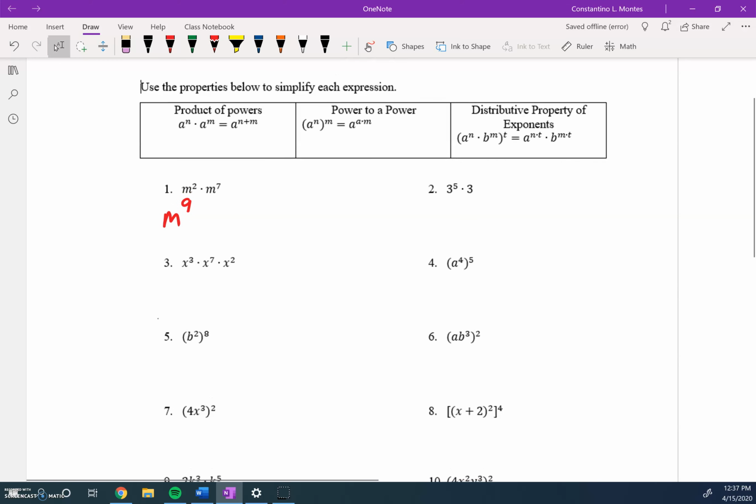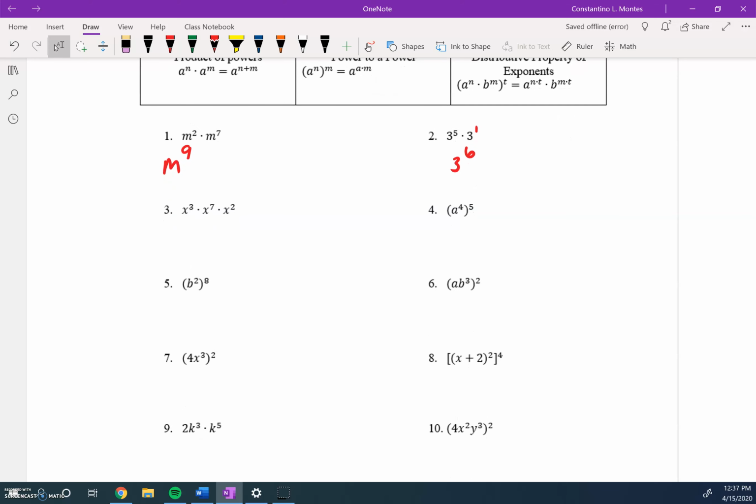Alright, so moving on to number 2, we got 3 to the 5th times 3. Now I know it doesn't show it, but we can think of this as a power of 1. So my base is 3, and I have a power of 5 plus 1, which is going to be 6. Alright. Number 3, have all the same base. Only difference now is that we have 3 pieces here, unlike the 2 that we had up here. So we have 3 different terms we multiply together. My base is x. I'm going to do the same procedure. I'm just going to add all of them together. 3 plus 7 is 10, plus 2 is 12. So x to the 12.